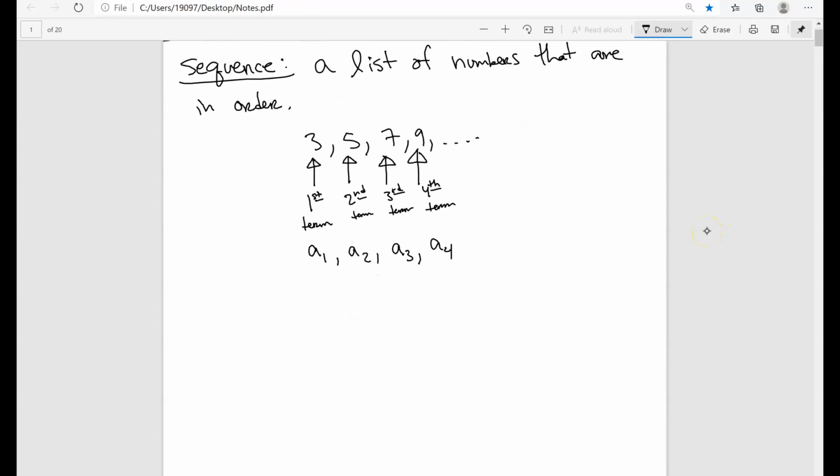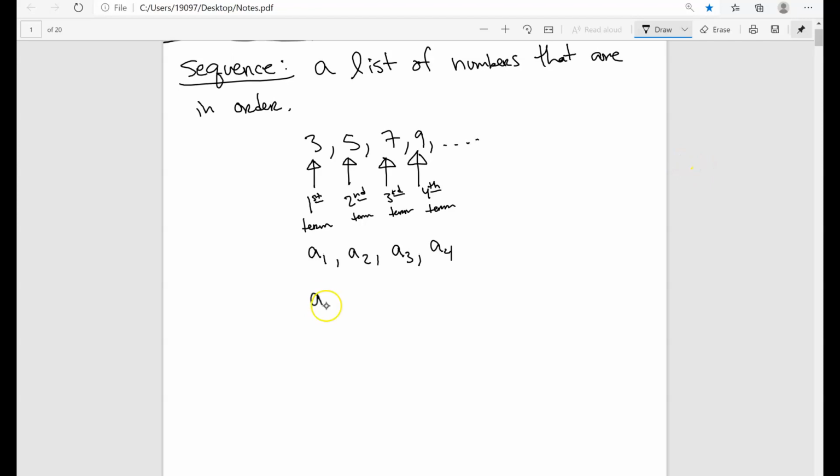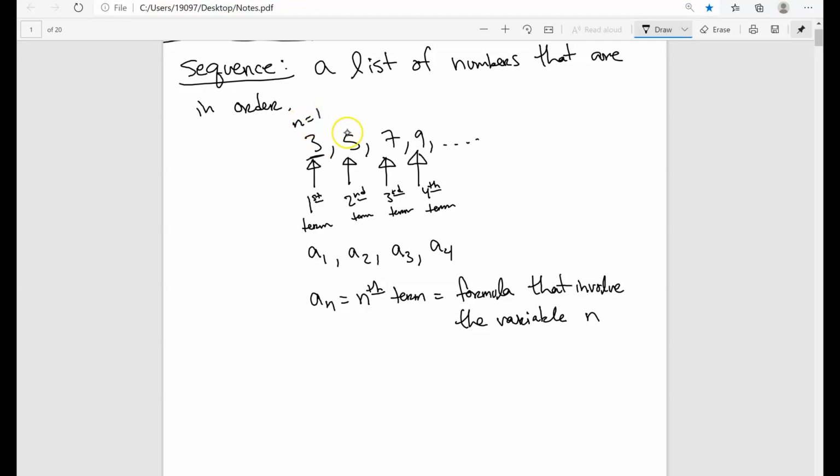Usually what we want to figure out is, what is the nth term? The nth term is usually a formula that involves the variable n. That means n can be anything that we want, and n is the number of the term that we're in. For example, this is the first term, that means n equals 1. This is the second term, that means n equals 2. Here n equals 3, and here n equals 4.